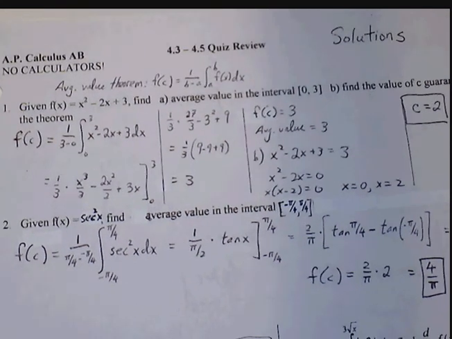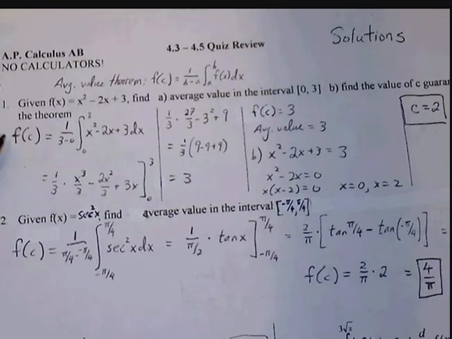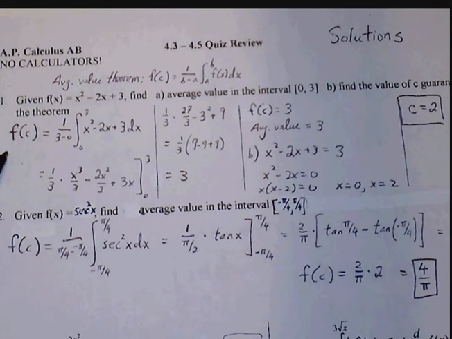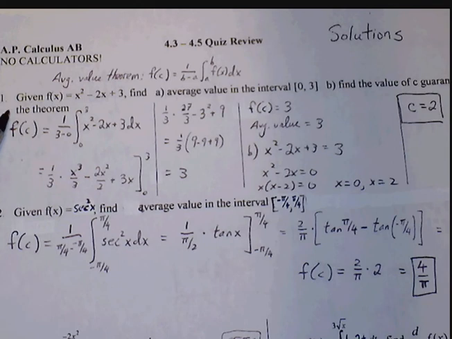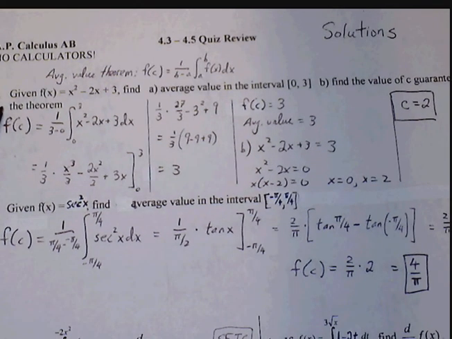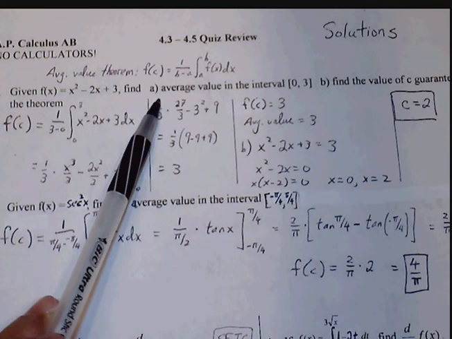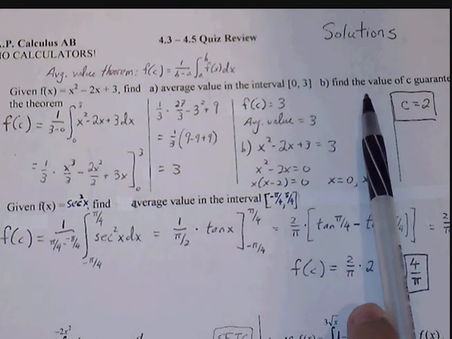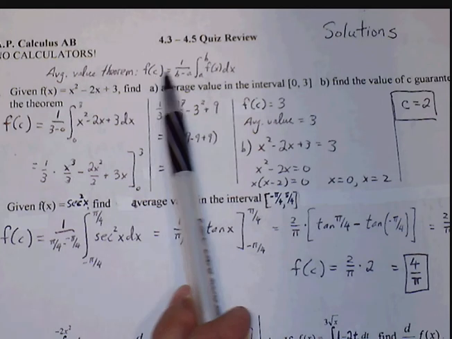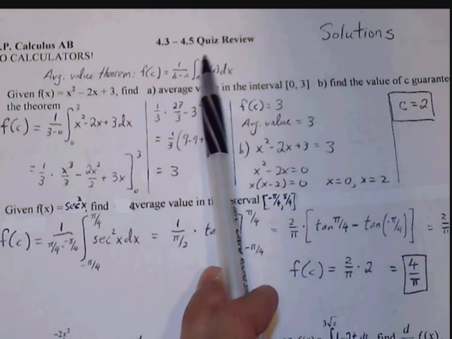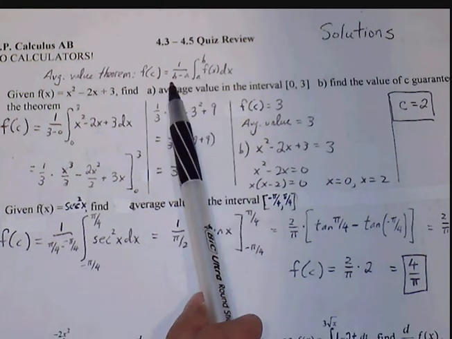Alright, let's look at the quiz review for 4.3 to 4.5. So number one, given our function is x squared minus 2x plus 3, find the average value in the interval from 0 to 3. That's part A. And then part B, find the value of c guaranteed by the theorem. So our average value theorem is simply height is equal to definite integral divided by the width.